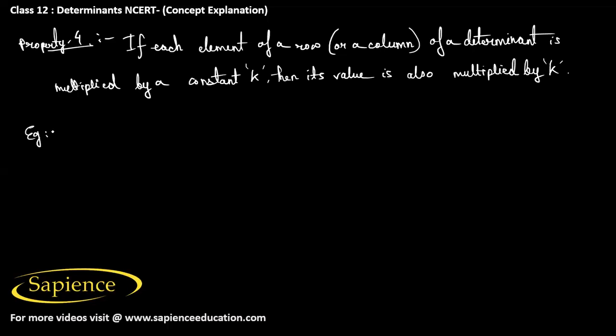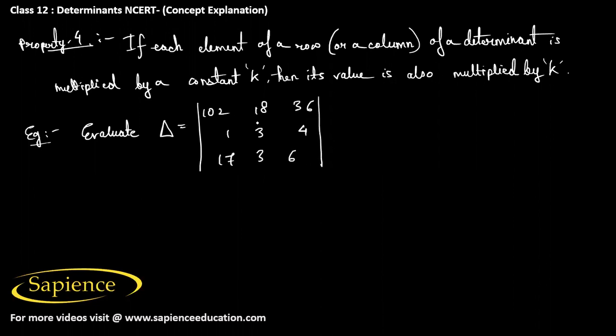So suppose, for example, it is asked to evaluate the determinant delta, which is equal to 102, 18, 36, then 1, 3, 4, 17, 3, 6. So we have to find the determinant of this. From here we can see that row 1 and row 3 are proportional actually. It means that 102 I can write as 17 into 6, 18 is 3 into 6, and 36 is 6 into 6. Then 1, 3, 4, and 17, 3, 6.